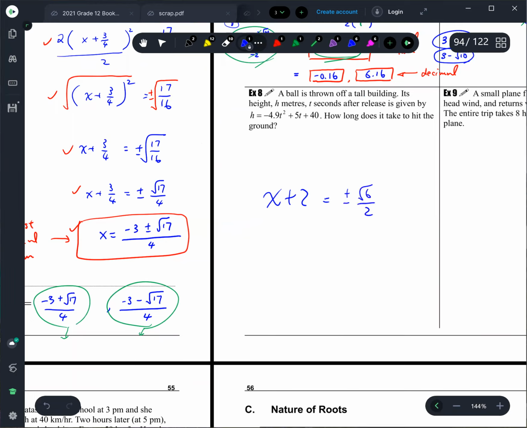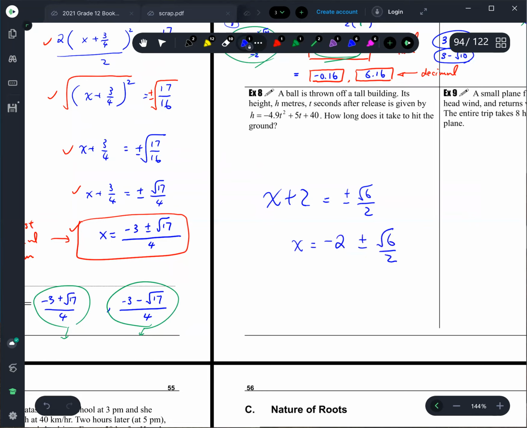Yeah, but you want to isolate x, right? So what do you need to move over? So I have to move over 2, so I have to minus 2. And where do you put the minus 2? Right near the plus and minus sign. That's right, in front of it. So minus 2 plus minus root 6 over 2.